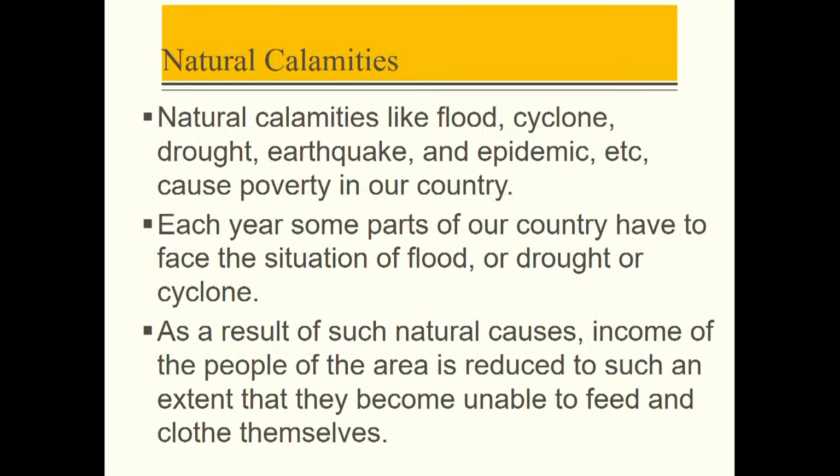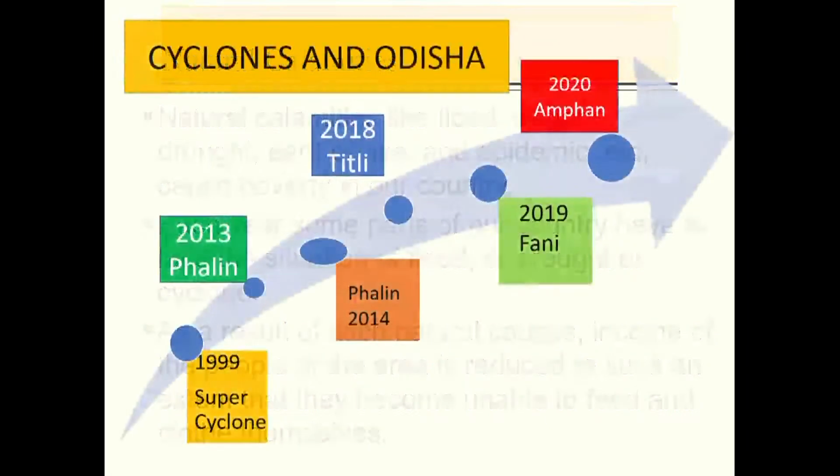See, even natural calamities like floods, cyclones, droughts, and earthquakes are happening in every part of the country. Therefore, natural calamities are a major reason for poverty. You can see cyclones in Odisha. You will find that some kind of small cyclone or flood happens each and every year.